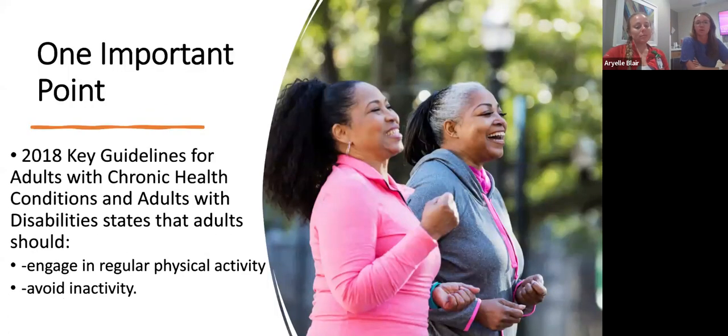Okay, so one important point we like to bring up, the 2018 key guidelines for adults with chronic health conditions and adults with disabilities states that adults should engage in regular physical activity and avoid inactivity. So the main point we'd like to make is we want you to avoid inactivity. And the reason is inactivity could lead to more muscle atrophy or weakness. And we try to combat that with exercise. So try to get up and stay active.